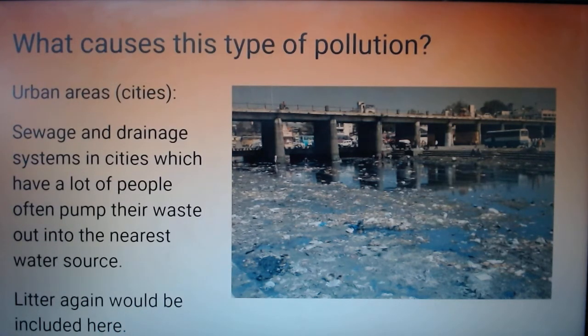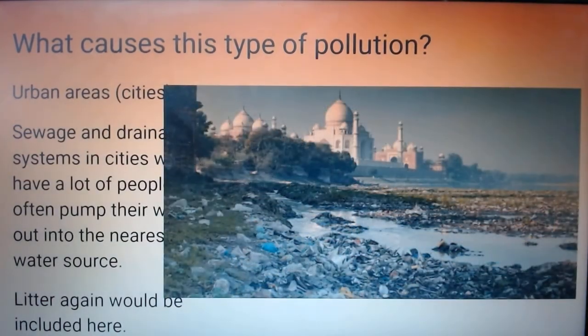So they just start pumping everything out into the nearest water source and forget about it. Littering, again, would be included here in dumping material. You can see some pictures here. This is the most polluted river in the world, the Yamuna River in India. It's essentially just a big tip. You actually can't see most of the surface anymore because there's so much rubbish floating on top of it.